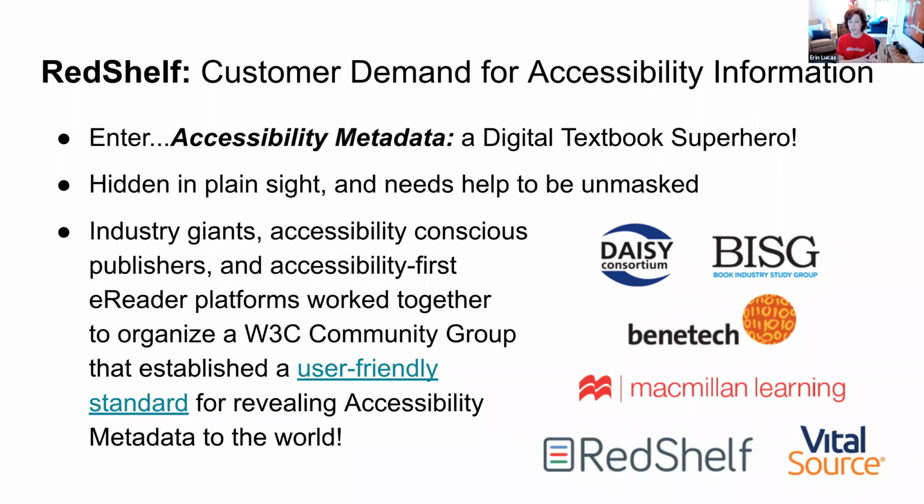So that's why, like I had mentioned previously, a bunch of us got together, like Daisy and BISG, Benetech, Rachel at Macmillan, Red Shelf, of course, and Vital Source. We all work together to create a user-friendly standard for revealing this accessibility metadata to the world. We thought that was really crucial because without some kind of standard, you could literally display either everything or anything, or just display the tags, which are super not helpful for people. You might not know what any of them means, and that sort of defeats the purpose, right?